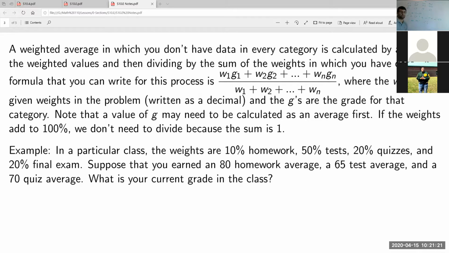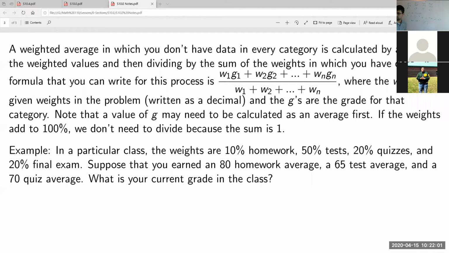If the weights add to 100%, then we don't need to divide by all of them because the sum is just 1, which is what happened in this last example. So at the end, technically, we didn't really divide by anything. We just divided by 1 because all of the weights added up to 1. So this is the reasoning behind this weighted average deal.